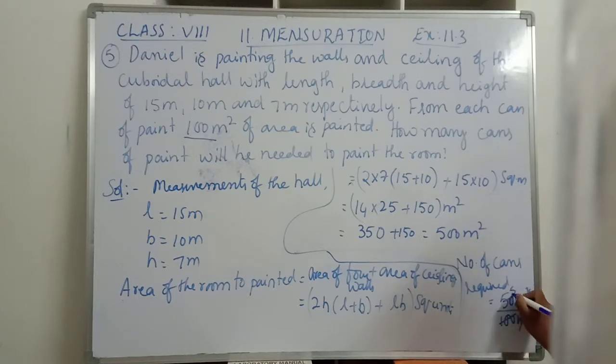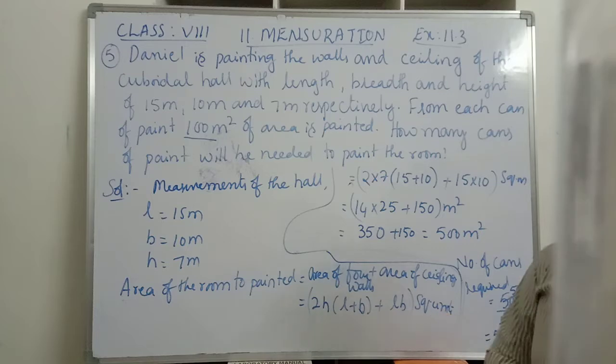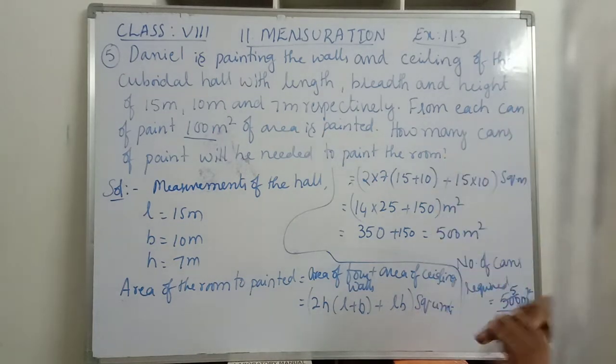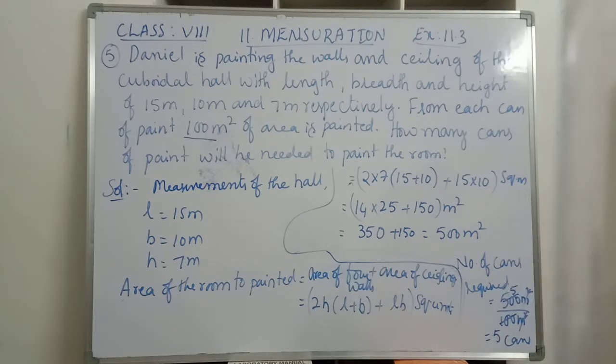100 ones are 100, 100 fives are 500. So how many cans does he require? 5 cans he requires to paint his wall. So here we have to find the area of the 4 walls plus the area of the ceiling, divided by the 100 meter square, so that we get the number of cans required, which is 5 cans, to complete the paint of his hall. Is it clear, children? This kind of situation we will face in our real life also.